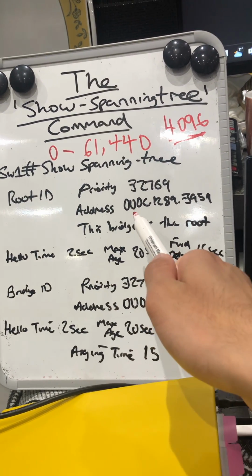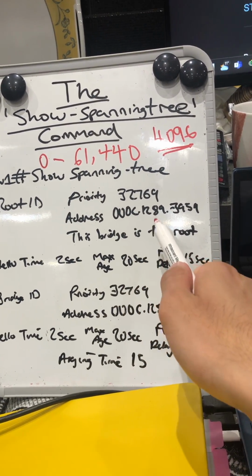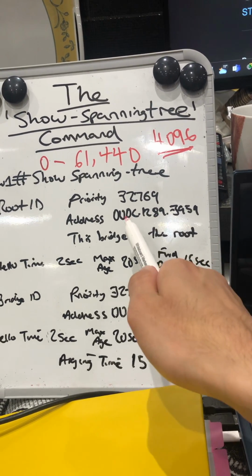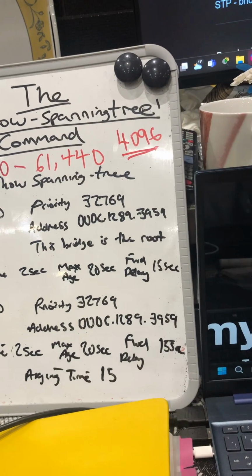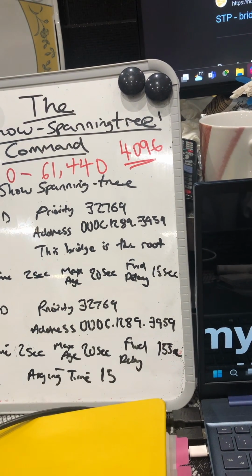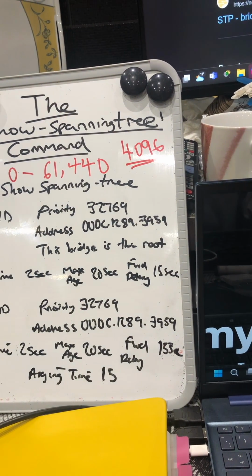The address now, 000C.1289.3959. That is the address in this root ID.